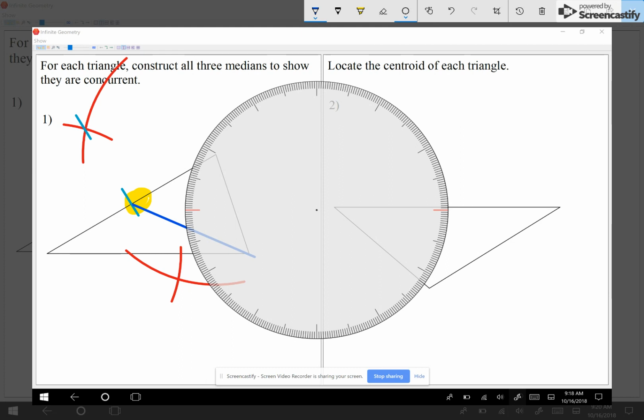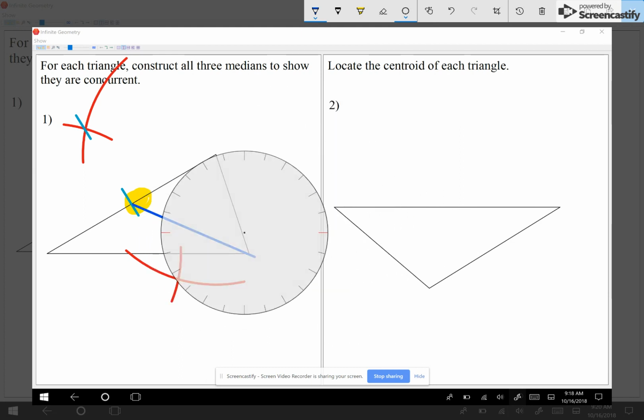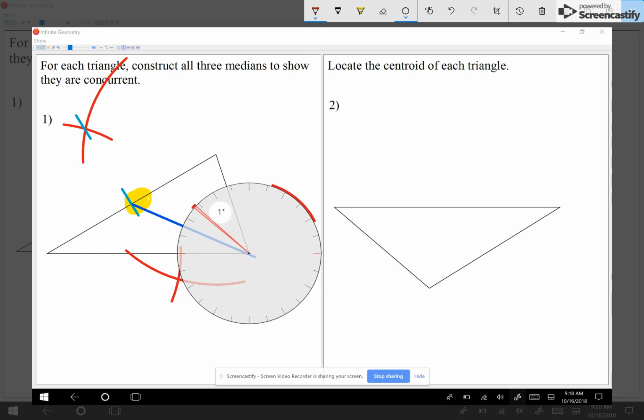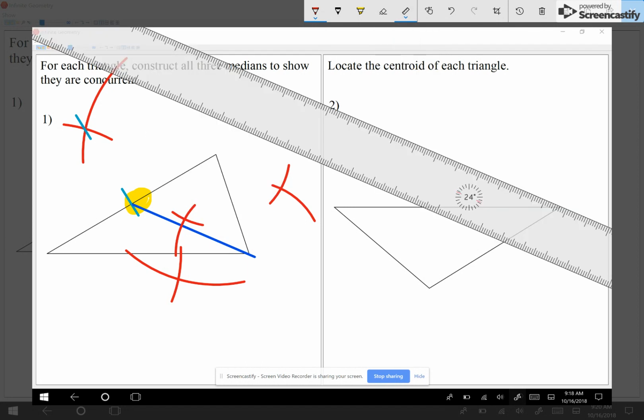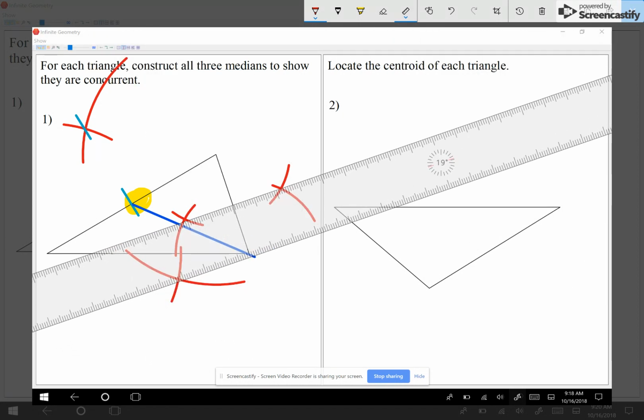I'm going to look at another side, this side here at the right. Once again, I'm going to center my compass at the end of the segment. I'm going to open my compass such that it's open to more than the middle. I'm going to do an arc on one side, and an arc on the other side. I move the compass to the opposite side right there. I do another arc right here. I grab my ruler to connect the two intersections.